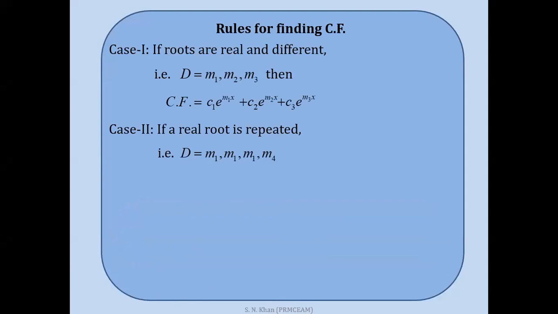Okay, so if d equal to m1, m1, m1 and m4, then what will be CF? So CF will be for the first root. Okay, first root, it is m1 and it is present for the first time. First time we are having this root m1.